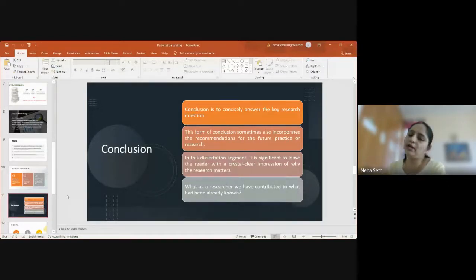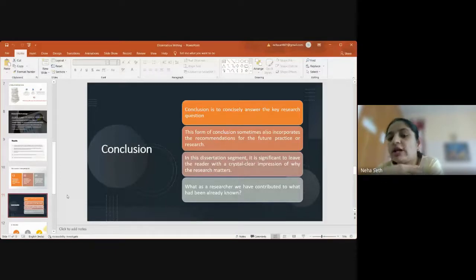When we are talking about conclusion, the conclusion is to concisely answer the key research questions. The research questions that we have presented, maybe in the introduction or research methodology chapter, should be clearly mentioned in the conclusion chapter, and the proper answers from the interpretation and results chapter should be mentioned here. This form of conclusion sometimes also incorporates a recommendation for future practice.